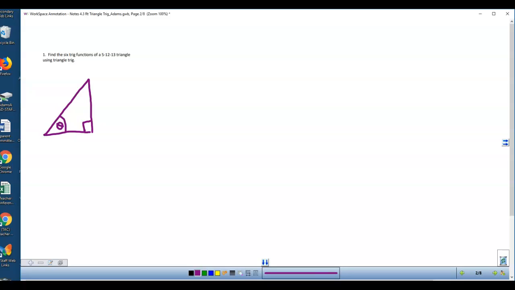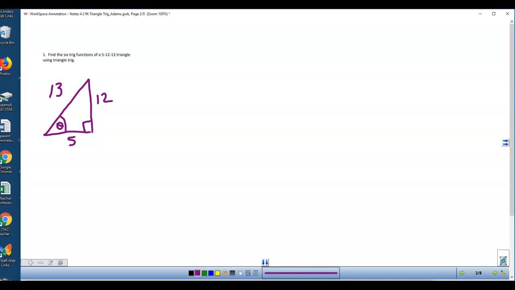As we look at the triangle, we need to label the sides. We know 13 is the longest, so that's going to be the longest side in my triangle. And then I'm going to have a 12, and then I'm going to have a 5. Okay? So getting things labeled is important. After we do that, we're going to go through those 6 trig things that we talked about a moment ago.